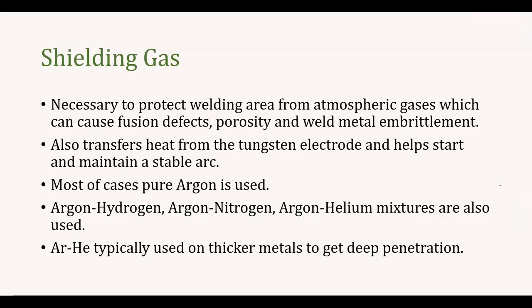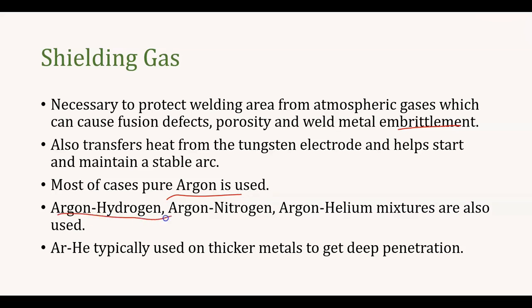And shielding gas, as the name implies, this is an inert gas using process. So the shielding gas is where we are going to use some inert gases. This shielding gas is necessary to protect the welding area from atmospheric gas, which can cause fusion defects, porosity, and weld metal embrittlement. Okay. It also transfers the heat from the tungsten electrode and helps maintain a stable arc. In most cases pure argon is used, right? So the inert gas used in this type of welding is pure argon, and we also use some amount of mixture type.